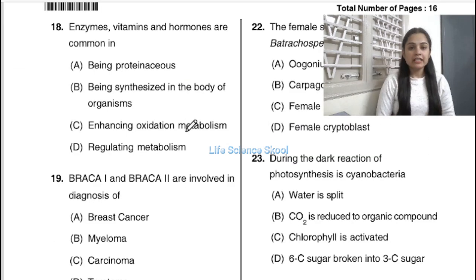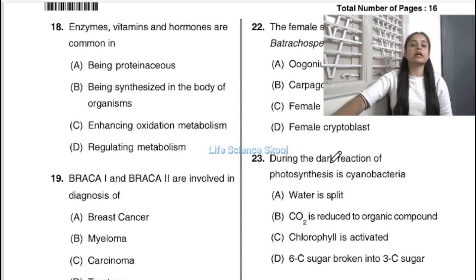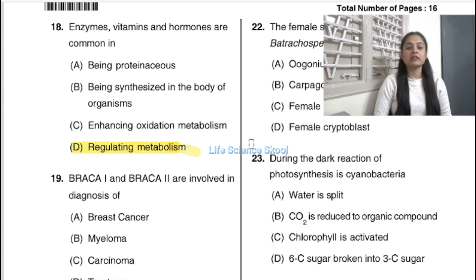Moving on to the next question, 18th one. Enzymes, vitamins and hormones are common in option A, being proteinaceous, oxidized in the body of the organism. Option C, enhancing oxidation metabolism. Option D, regulating metabolism. So the correct answer for this is option D, that is regulating metabolism. So these enzymes, vitamins and hormones are common in regulating the metabolism. So that is the more appropriate answer for this question.